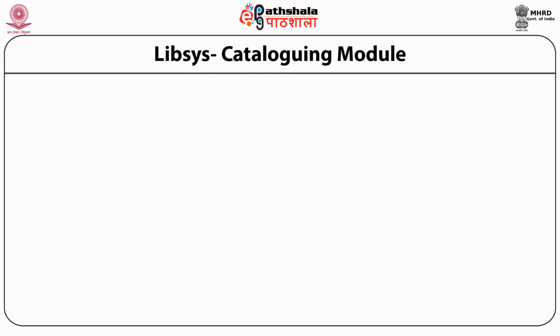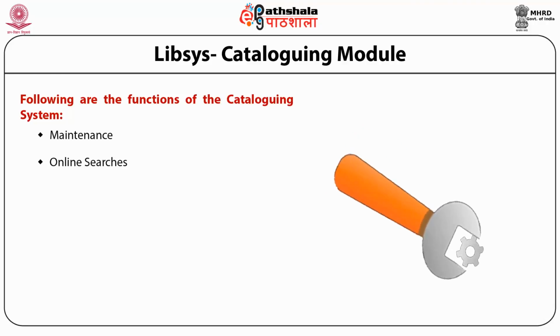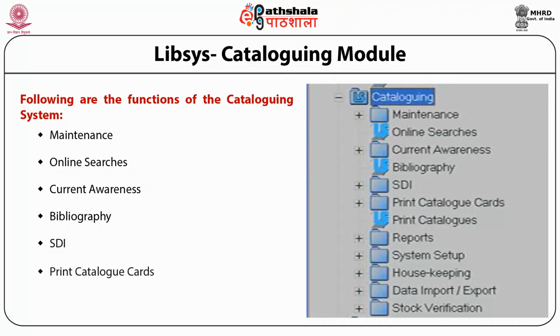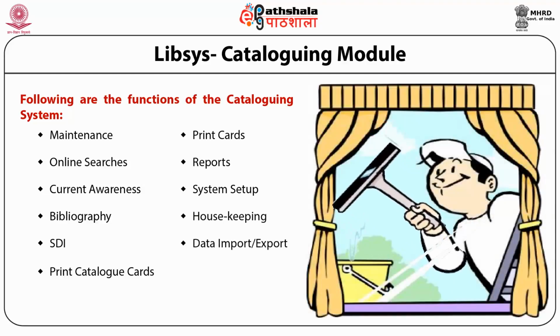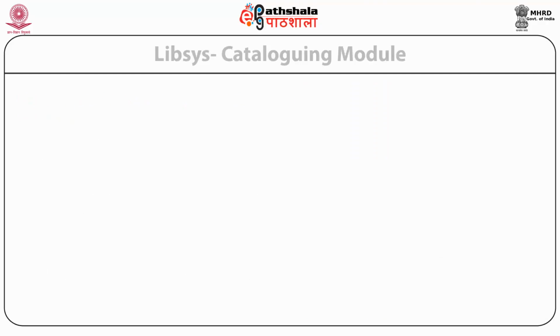The screen shows the cataloging module of Libsys 4 with its function maintenance, online searches, current awareness, bibliography, SDI, print catalog cards, print card reports, system setup, housekeeping, data import and export, and stock verification are the functionalities which come under the cataloging module.